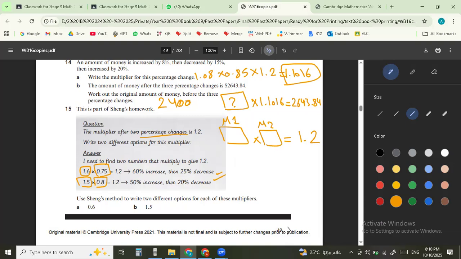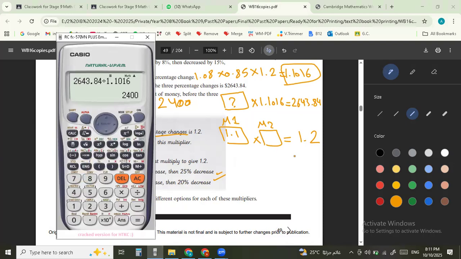Mister, how can I find these numbers? Just assume anything. Just imagine any number that comes to your mind. Literally any number. I'm going to assume, for example, let's say 1.1, which is an increase of 10%. Then now I need to do 1.2 divided by 1.1 on the calculator. It will give me the other percentage. So use your imagination to get whatever you want.